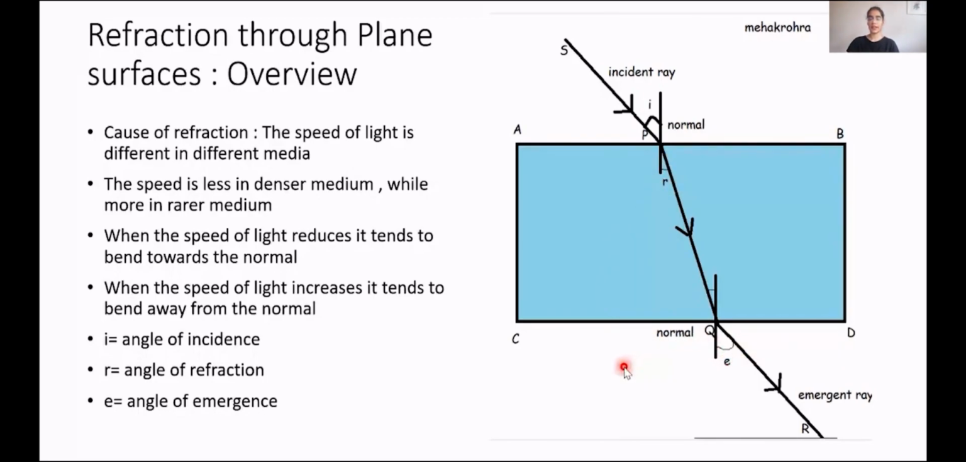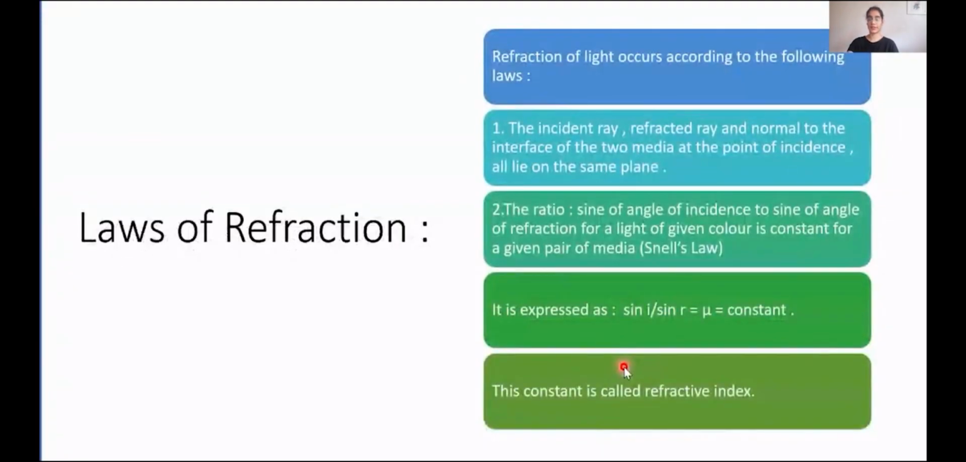So we know that even rays of light that undergo refraction follow some rules, and that is what we are going to discuss again, something that you have already studied in your previous classes when you have studied laws of refraction at plane surfaces. We know that refraction of light occurs according to the two following laws. The first one, incident ray, refracted ray, and normal to the interface of two media, at the point of incidence, they all lie on the same plane.